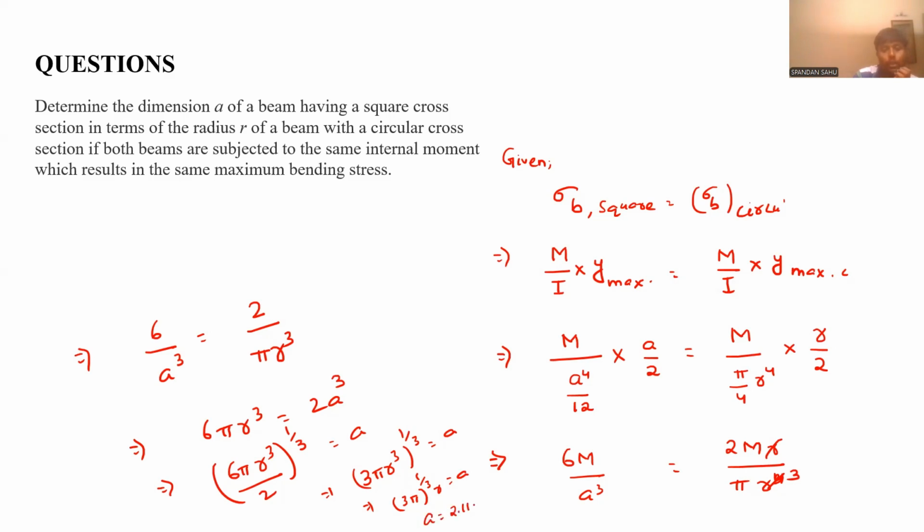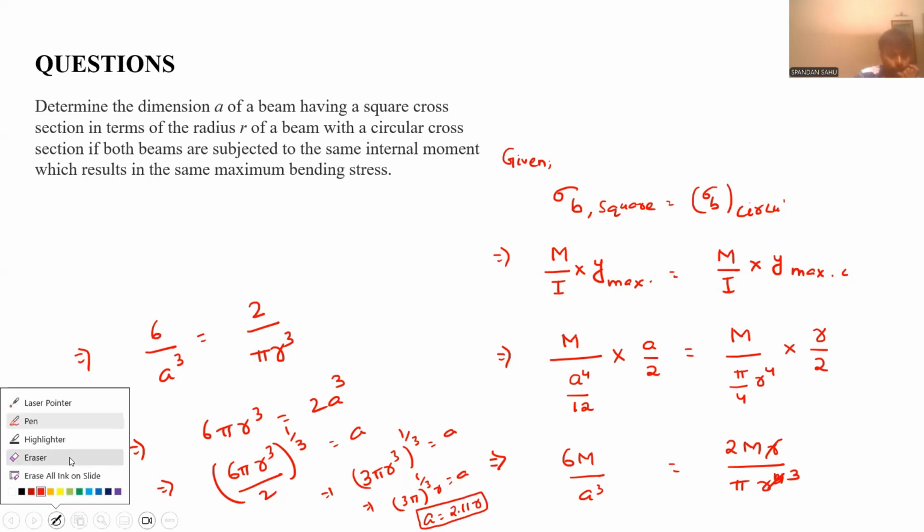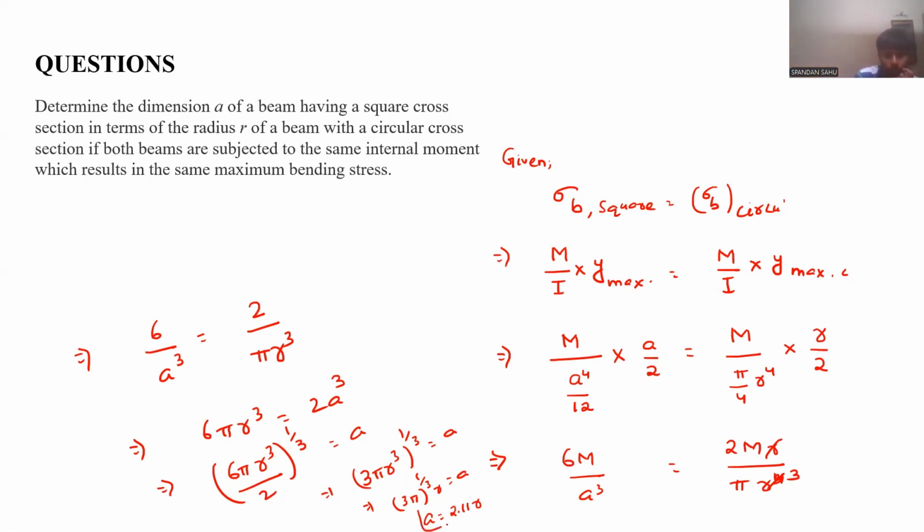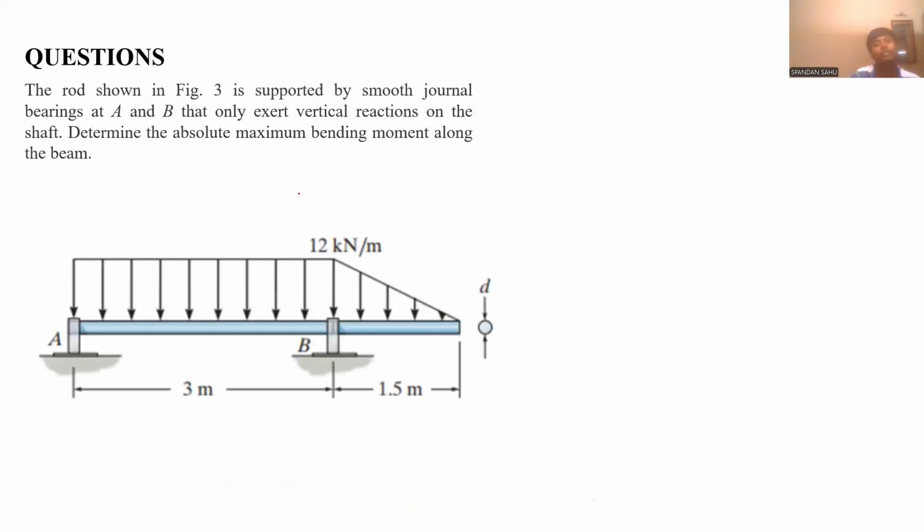So I am moving forward to the next question then. I hope everyone must have noted it down. Read this question. This question is similar to what we have solved earlier in this tutorial session.